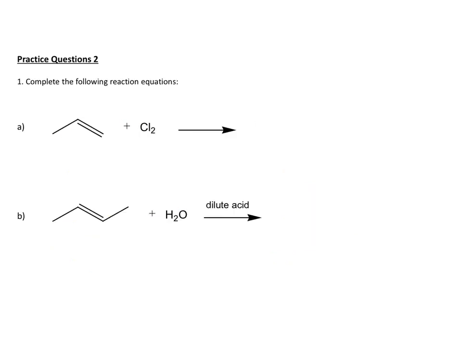Now let's take a look at practice questions 2. So now we are looking at completing the reaction equations. For part A, we have an alkene, which is propene, reacting with chlorine. So I hope you recognize that this is an addition reaction, where the double bond will be broken and chlorine will be added across the double bond.